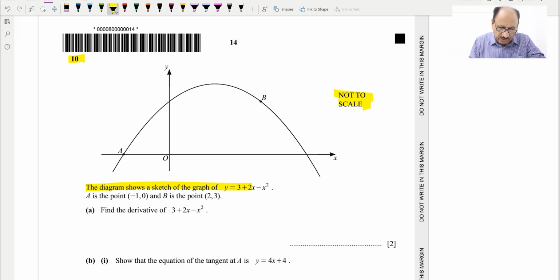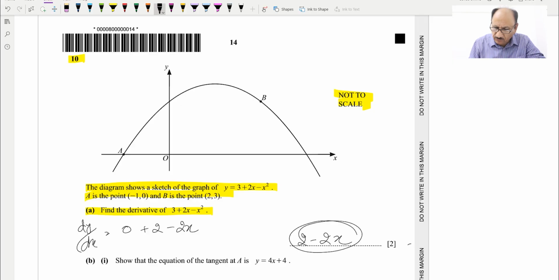The diagram shows a sketch of the graph. Function y is equal to provided. A is the point minus 1 and 0, and B is the point 2 and 3. So B is also provided. Find the derivative. So derivative is easier. So dy over dx is equal to derivative of the constant will be 0, then 2 and minus 2x, so derivative will be 2 minus 2x. This will be the answer for 2 marks.